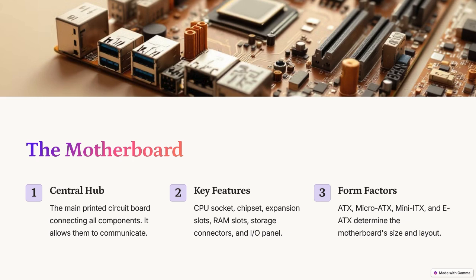Your motherboard features several key elements. A CPU socket where your processor is installed. RAM slots for memory modules. Storage connectors for hard drives and SSDs. Various I/O ports like USB, HDMI, and audio connections. A chipset that manages data flow between components.